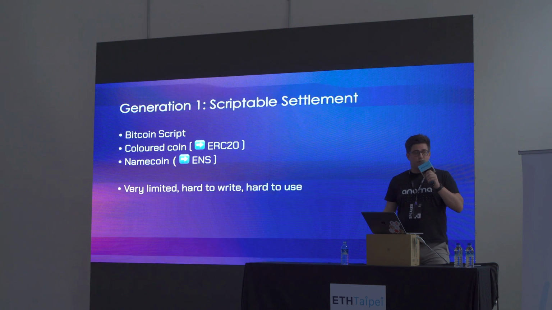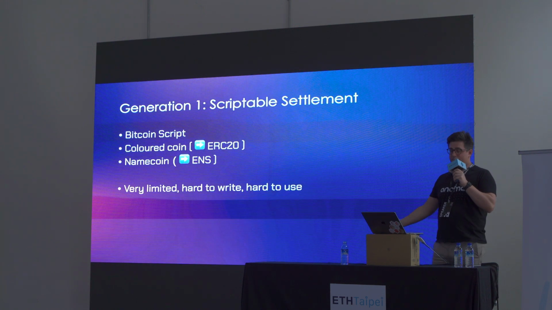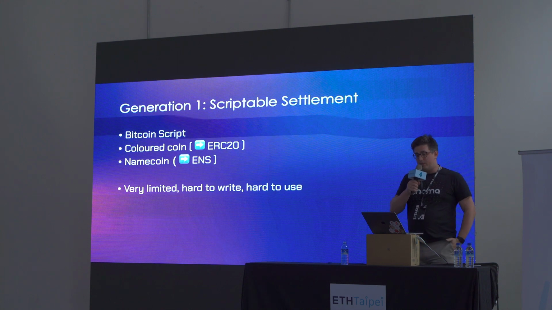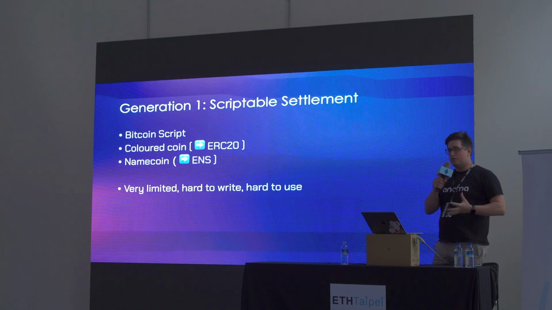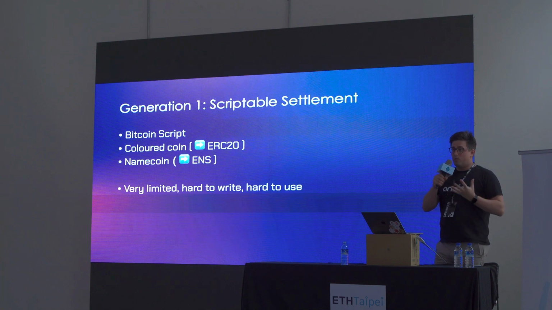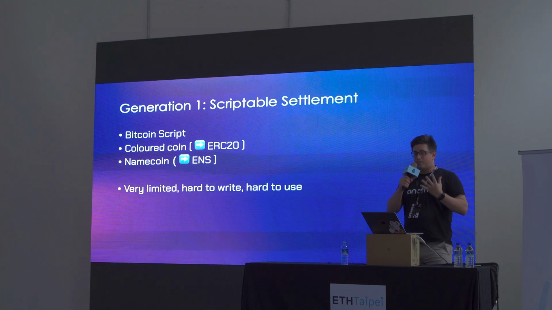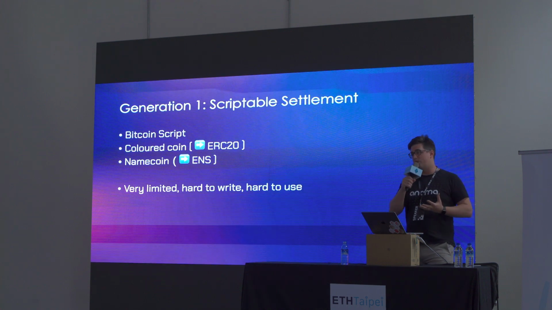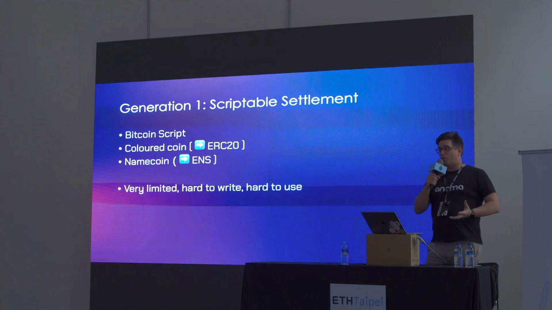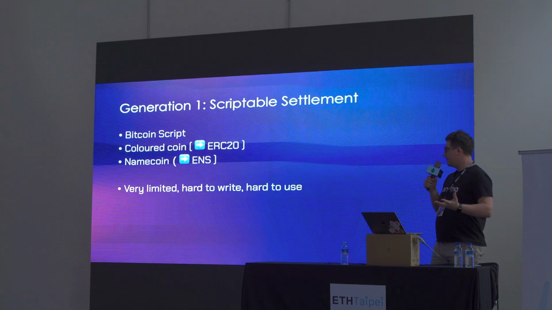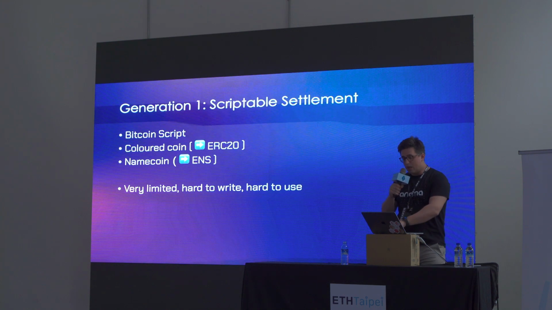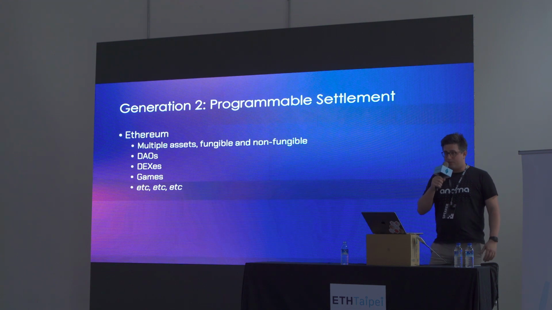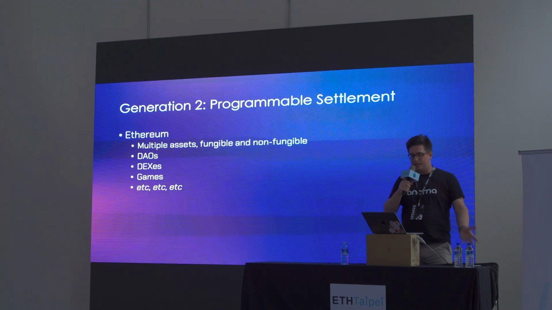Generation 1, scriptable settlement, was represented by Bitcoin and Bitcoin script. And Bitcoin script was very limited, very hard to write, hard to use. But even that gave way to a lot of very interesting projects. For example, Colored Coin, which was a predecessor to tokens as we know them today, or Namecoin, which was a predecessor to ENS. Generation 2, of course, led by Ethereum, was programmable settlement. And this opened the floodgate of possibilities.